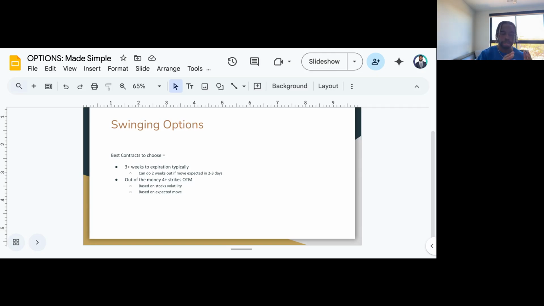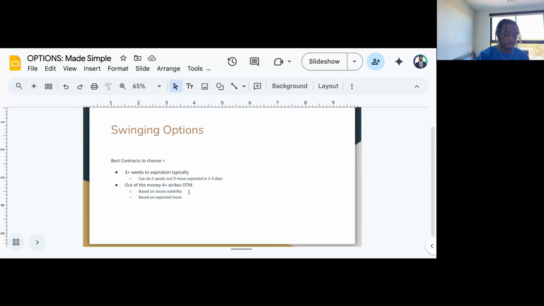But this is just like a base structure, but you need to understand your stock's average daily range and make the calculation of, okay, I'm expecting it to go here. This is how much I'm expecting to get out of this trade, et cetera. But this is just a basic overview of how to choose swings. You can always choose swings in the money too.